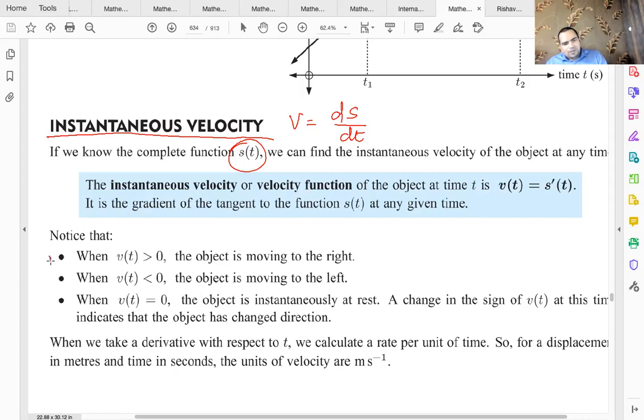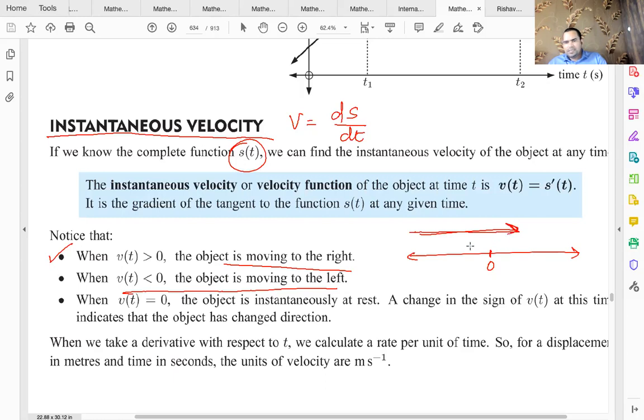Now, when velocity is positive, the object is simply moving towards the right. When velocity is negative, the object is moving to the left. Once again, here the reference frame is the x-axis. If the velocity is positive, it is moving in the right sense. If velocity is negative, it is moving leftwards.